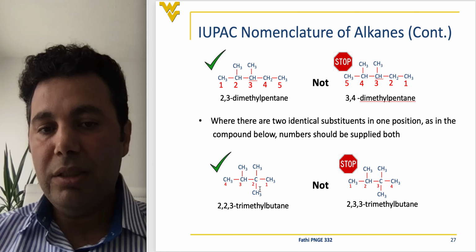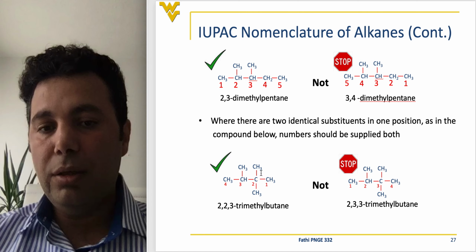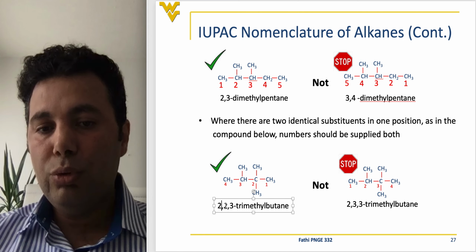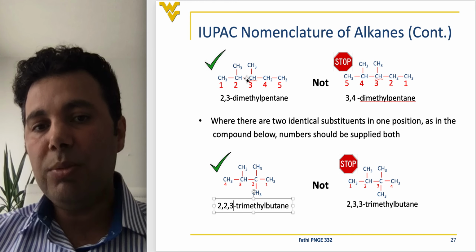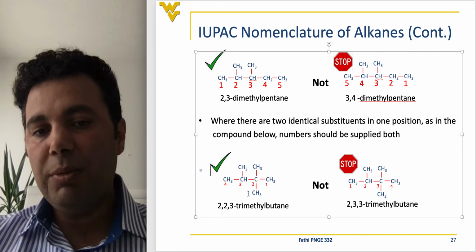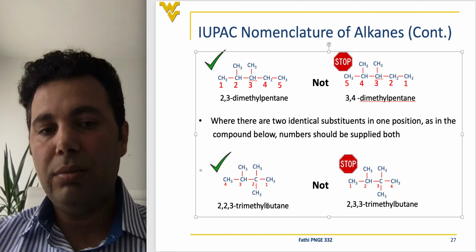So these are all methyl groups. So I have 2 methyl groups on the second carbon and 1 on the third carbon. So it becomes 2,2,3-trimethyl butane, since I have 3 of them. Okay. If I have 2 of them, it becomes dimethyl. If I have 3 of them, it becomes trimethyl. So 2,2,3-trimethyl butane.